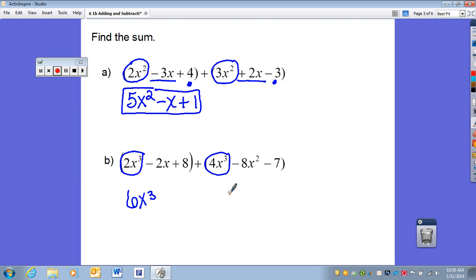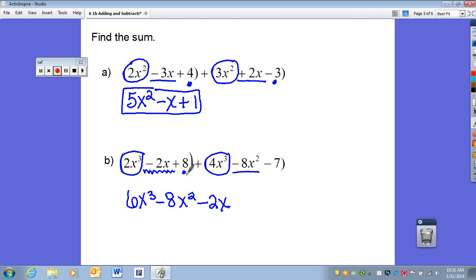Now I'm going to look for an x squared. Since I only have one term that is x squared, I do not combine it with anything else, and that would be a negative 8x squared. The next term I'm looking for is my x to the first power, and that's a negative 2x. That is the only term to the first power, so I do not combine it with anything else.